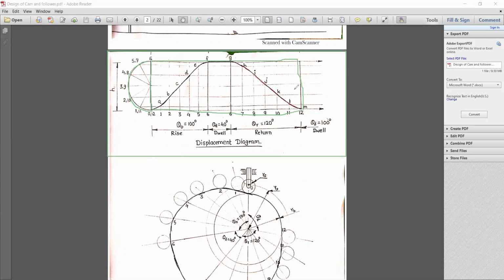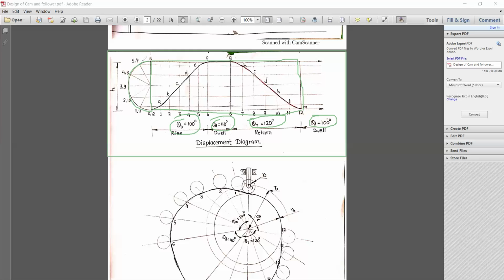So for 360 degrees with a suitable scale, I have considered the scale 20 degrees equal to 1 centimeter, and I have converted the angles into length. Based on that I have prepared first theta 0, that is the outward stroke of 100 degrees, then the dwell of 40 degrees, and the return stroke of 120 degrees, and the remaining 100 degrees will be the dwell.